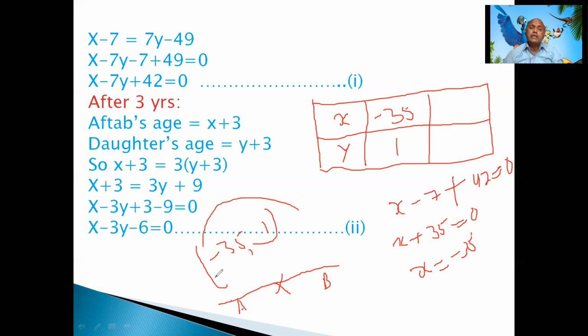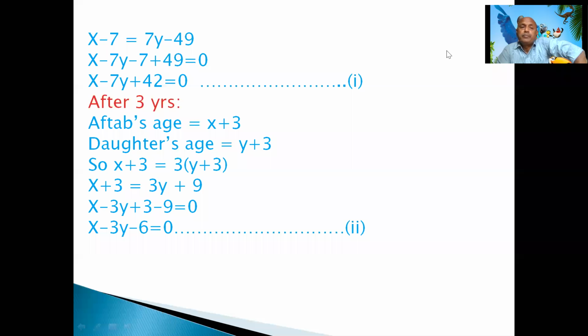It is very difficult to draw on the graph paper because one is a very small value and the other is very high. So both values, 1 and minus 35, are not possible to plot on the same graph paper. So you have to choose values that are very close to each other. Like if x is 7, then y may be 5 or 3 or 2. So I have given some values, you see here.